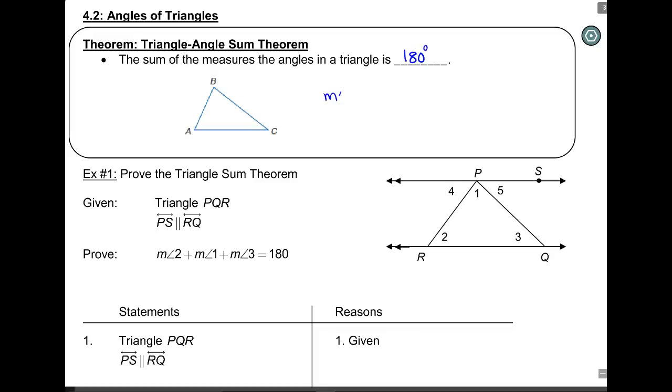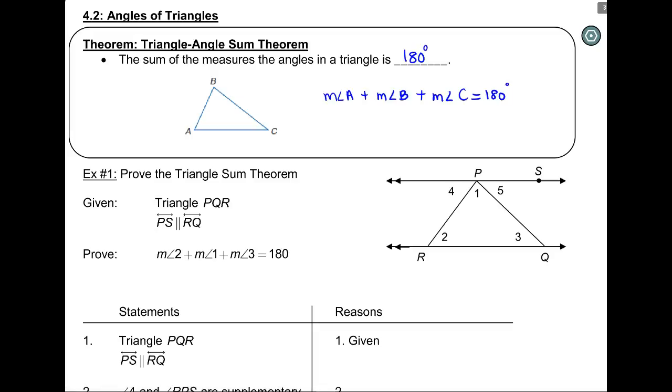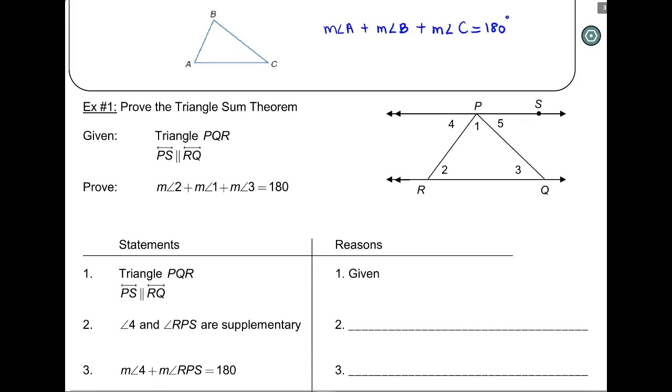So we know measure of angle A plus measure of angle B plus measure of angle C has to be 180 degrees. Now we're going to prove it. So why is that true? Think about any triangle that you create, whether it's acute, obtuse, right triangle, it's always the case. All 3 angles have to add up. Okay, so I'm going to walk you through. I already have the statements here. So what I need your help with is coming up with the reasons.